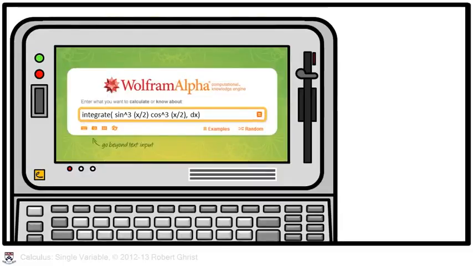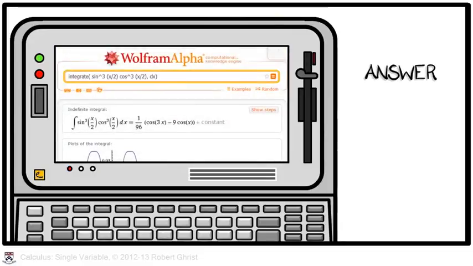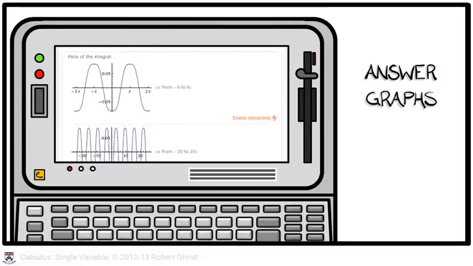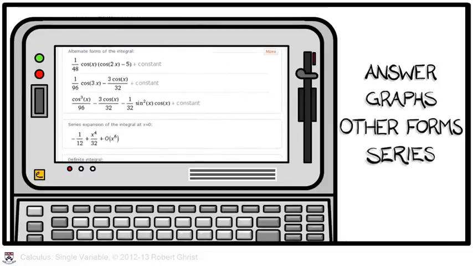We'll try to integrate sine cubed of x over 2 times cosine cubed of x over 2. After thinking for a moment, let's see what it comes up with. Well, it gives us an answer, 1 over 96 times (cosine 3x minus 9 cosine x). It even remembered the constant. That's wonderful. It will also give us graphs associated with this answer, other forms of the integral.